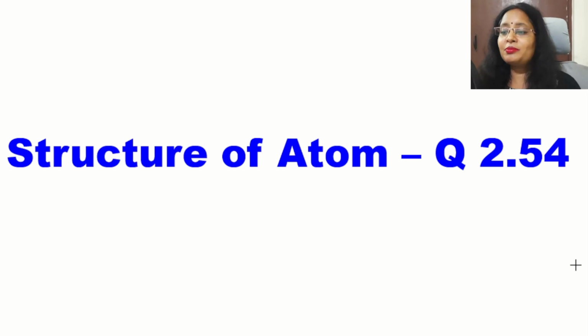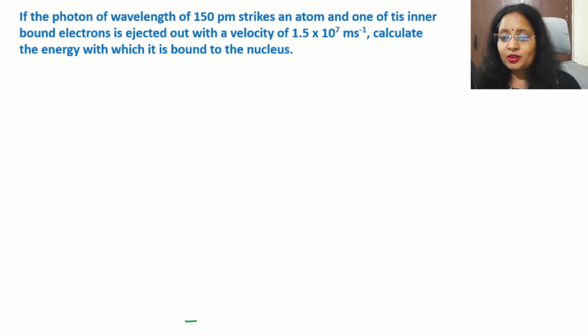Today's video is question number 2.54 from the NCERT textbook, class 11, and the chapter name is Structure of Atom. So let's take the question. If a photon of wavelength 150 picometer strikes an atom and one of its inner bound electrons is ejected out with a velocity of 1.5 into 10 to the power 7 meter per second, calculate the energy with which it is bound to the nucleus.